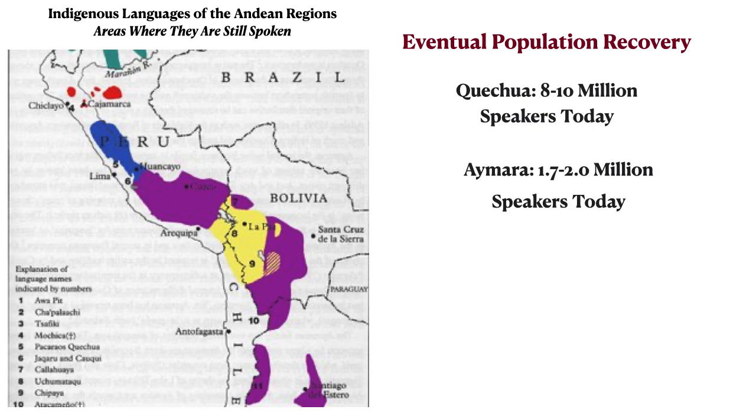Now, it did not by any means wipe out the indigenous population. In fact, there was eventual recovery. And Quechua is the language of the Inca Empire, and today there are 8 to 10 million people who speak it as their first language. The map shows areas. The purple, the blue, the red, and the green are all different dialects of Quechua.